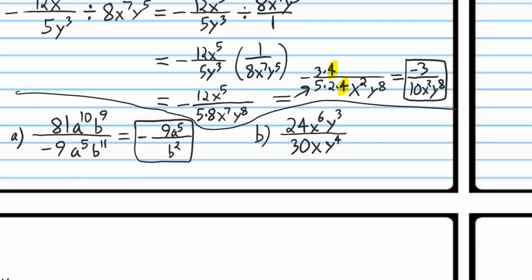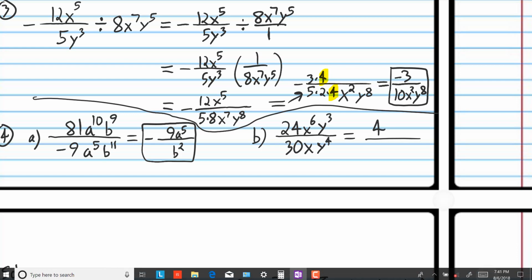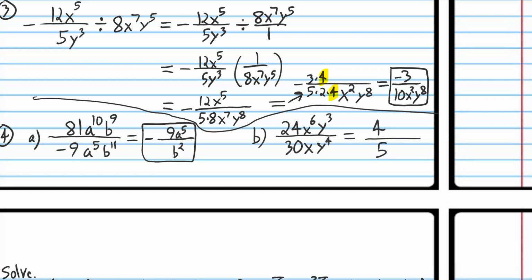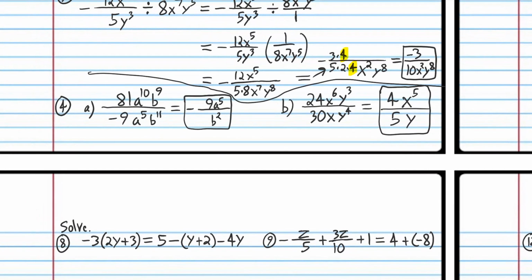All right, and 24 over 30. We're just going to have to reduce that by using the fundamental principle of fractions, because if we divide 24 by 30, we're going to get a decimal. So we can divide both 24 and 30 by 6. 24 divided by 6 is 4. And 30 divided by 6 is 5. x to the 6th over x is x to the 5th. y to the 3rd over y to the 4th is just y. And there you go. Again, where you put the letter depends on which side of the fraction has more letters.